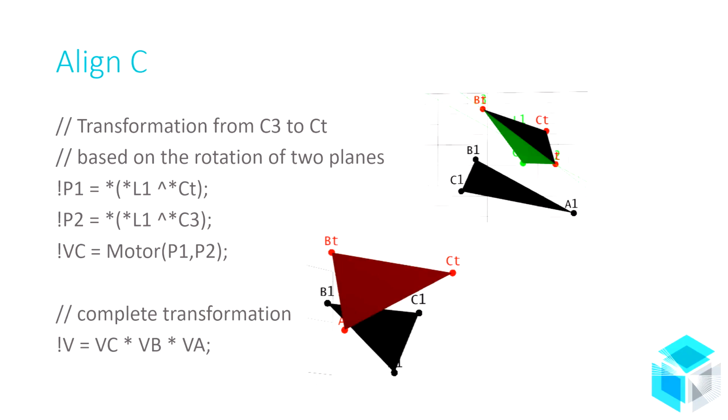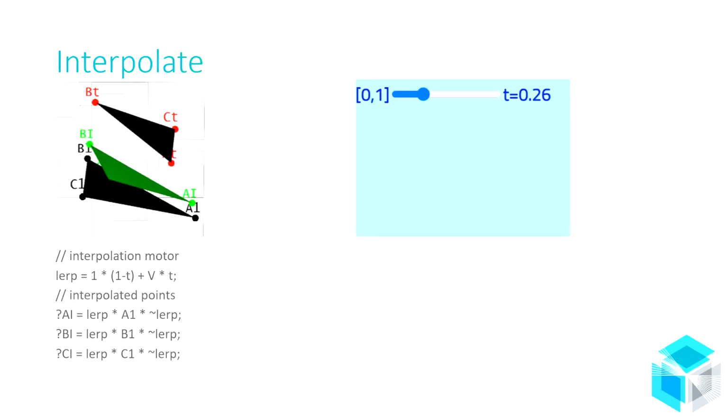And the only thing we have to do is to take the 2 planes of these 2 triangles and transform one to the other, and we have the final result. Again, we have to use the motor functionality and transform this plane to this plane, and then we have again a motor. If we compute the product of all these 3 motors, we have the complete transformation, and this transformation is describing how one triangle in space can be aligned to the other one. And sure, again, we can interpolate between them.